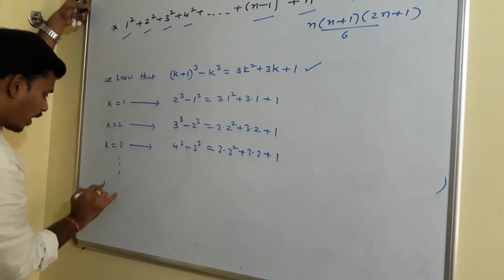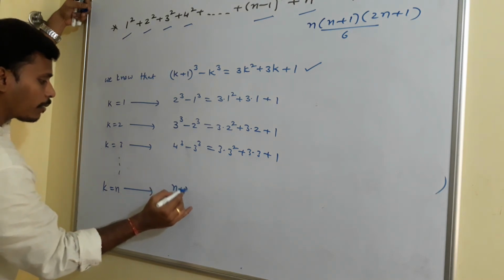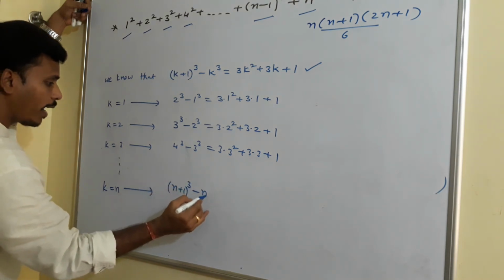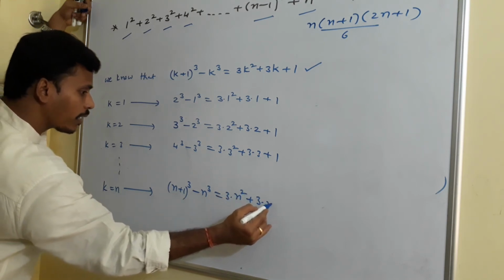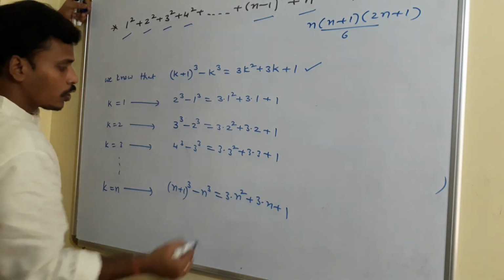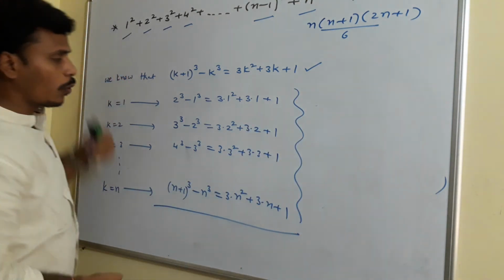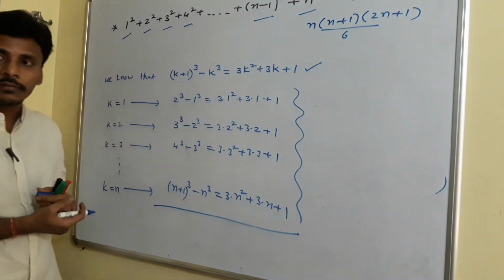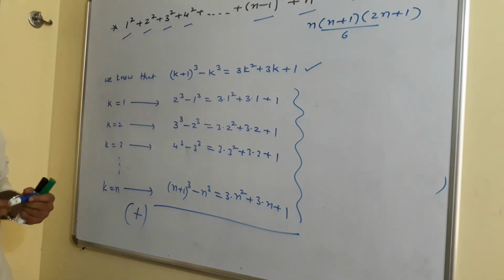If I continue like this, at the end I will take k equal to n. Then it becomes n plus 1 whole cube minus n cube is equal to 3 into n square plus 3 into n plus 1. So if you look at this, we have n different equations in this pattern. You need to add all those things. What you have to do? You need to add all those.